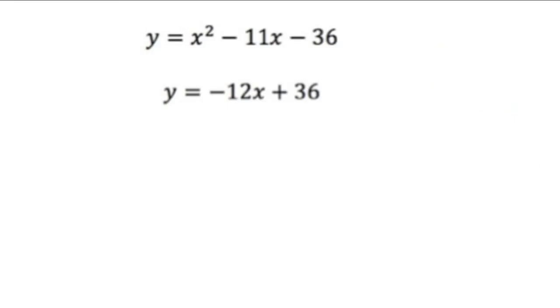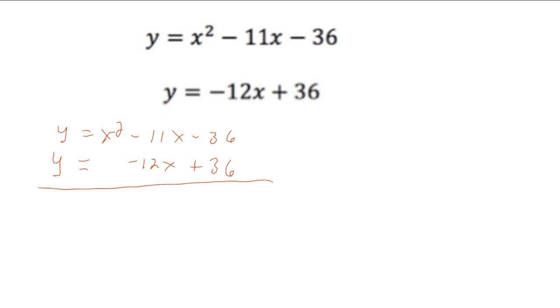Okay, so now let's say we had something like this. Oh boy, can I use the elimination method here? Yeah, you can. So I'm just going to write y is equal to x squared minus 11x minus 36. And I'm going to write y is equal to, and I'm going to line these up, -12x plus 36. Now, if I add it straight down right now, neither of the variables are going to cross off.